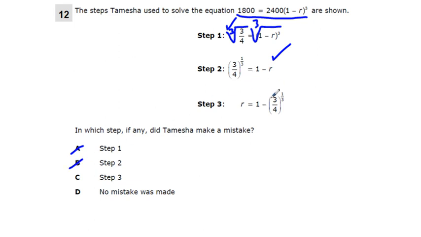Finally, Tamisha solved for r, and so she adds r to both sides of this equation, and she's going to subtract this 3/4 to the power of 1/3, and she is going to end up with step 3 correctly also. So step 3 is correct. So the correct answer is D. No mistake was made. Good job, Tamisha.